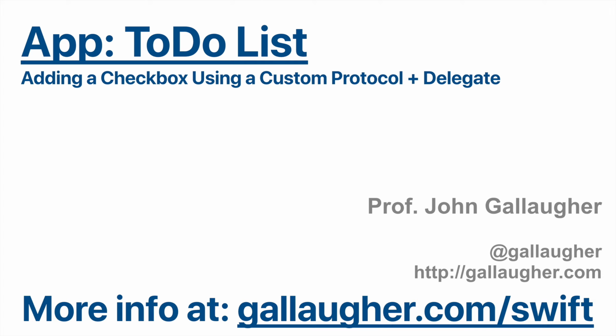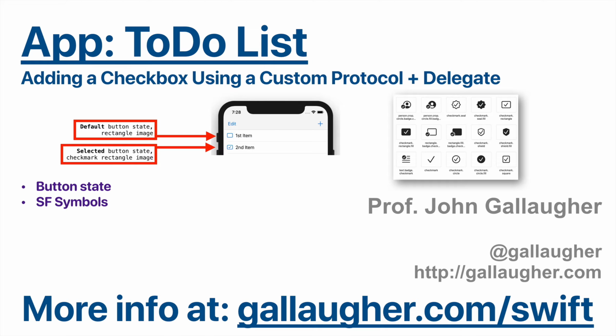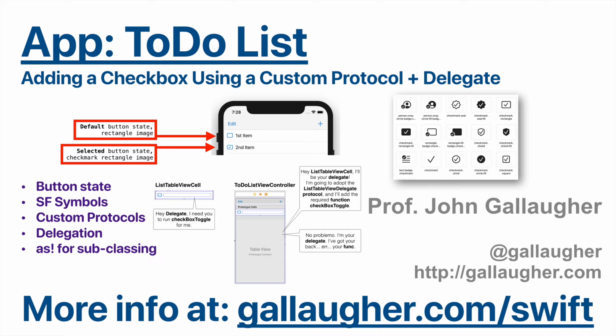Swift Squad, we're going to add a checkbox to your to-do list app using a custom protocol and delegate. We're going to learn about button state. We're going to cover SF Symbols. We're going to cover how to create custom protocols and handle delegation. We'll review the exclamation point for subclassing and the not operator for toggling bools.